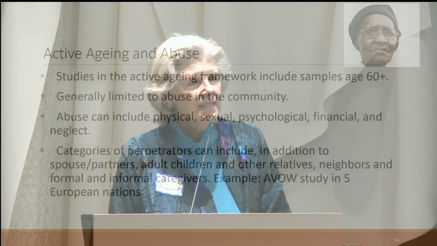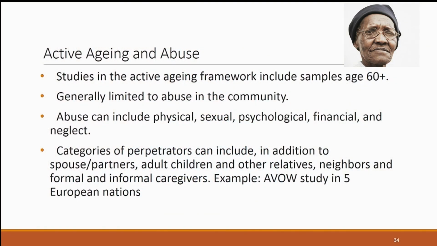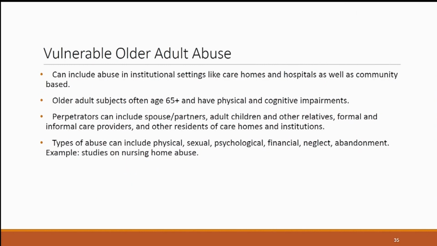In the active aging and abuse frame, studies in this framework include samples generally age 60 and above. So this includes community, older people living in the community, and it's generally limited to abuse in the community. The abuse can include, as we said before, physical, sexual, psychological, financial, and neglect, and it has a very broad number of categories of perpetrators.